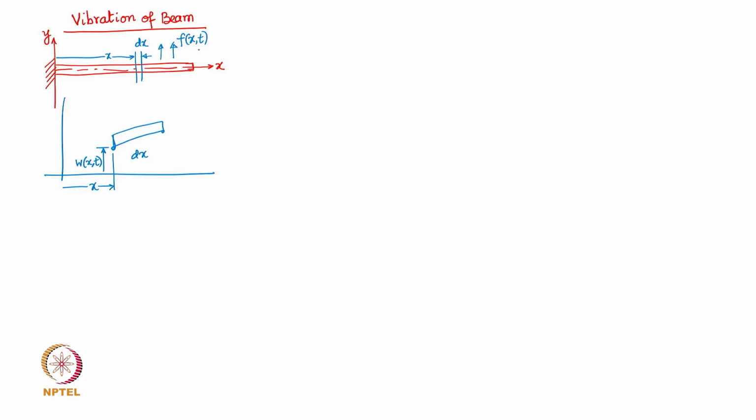Now, apart from this external force, of course, there are internal forces which are set up on this element, which we shall define here. This is basically the shear force at position x, and the corresponding bending moment here, and the bending moment at the other side is going to be slightly different than on the left side. So, we denote it as M plus dM, and this one as V plus dV.